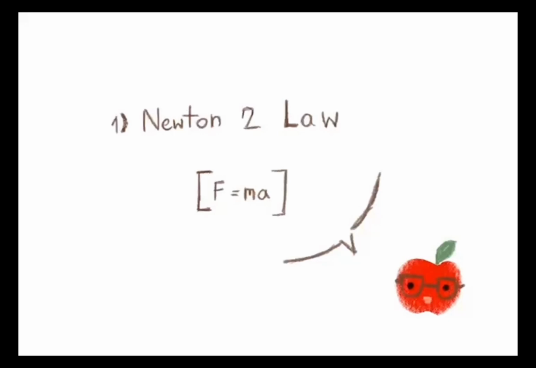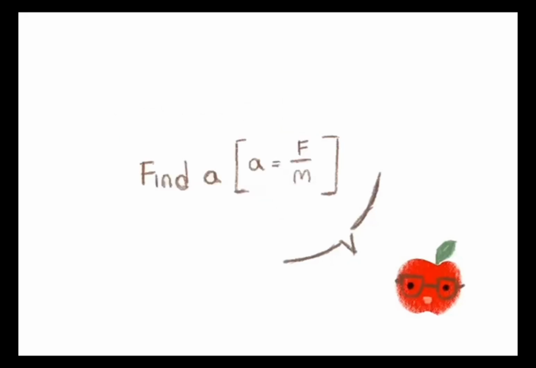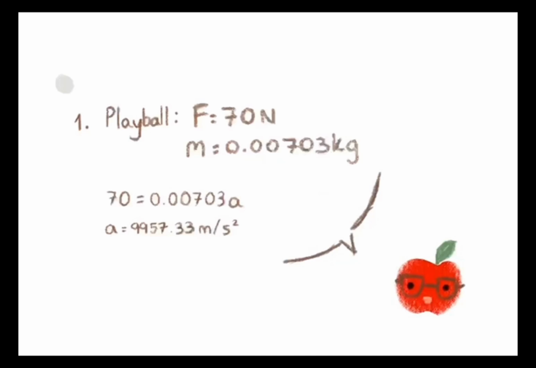For the first step, we are going to find the acceleration of each of the balls. First, by using Newton's second law, F equals ma, we substitute the force of 70 newtons for every ball and then the mass of each ball. We then calculate the acceleration of the play ball, which is equal to 9,957.33 meters per second squared.